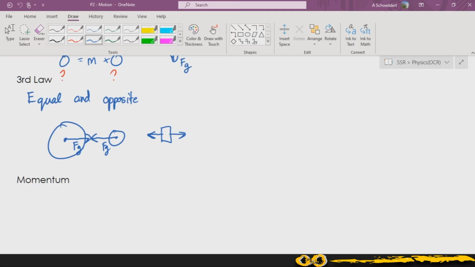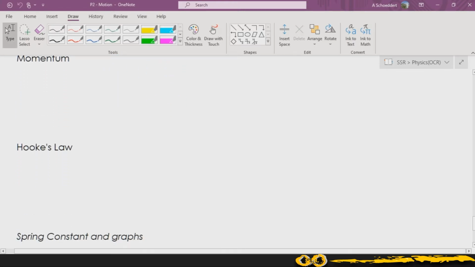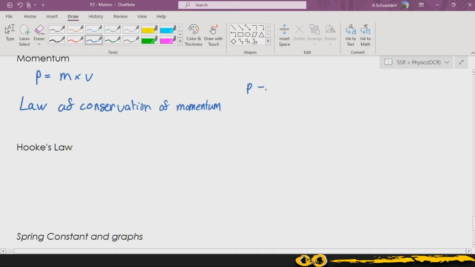If you're taking the higher syllabus, then you'll need to know about momentum. Momentum is a quantity that depends both on the mass and on the velocity of an object. And momentum becomes quite important in collisions because we have something known as the law of conservation of momentum. This law says that the momentum before a collision is equal to the momentum after. And we will use this in order to study collisions.